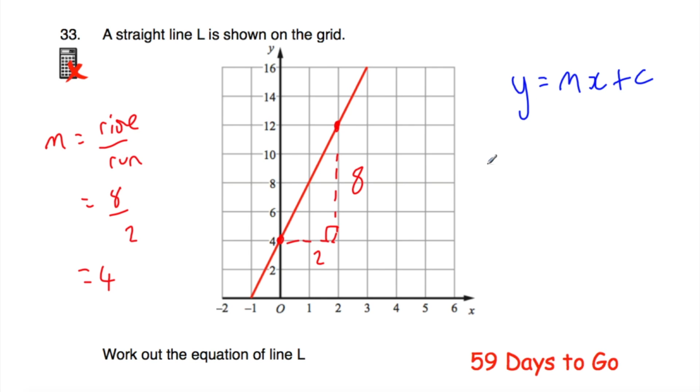So that means this equation will be y equals 4x plus, and then where it crosses the y-axis is 4, so plus 4. So the equation of that line is y equals 4x plus 4. And if you got that, well done.